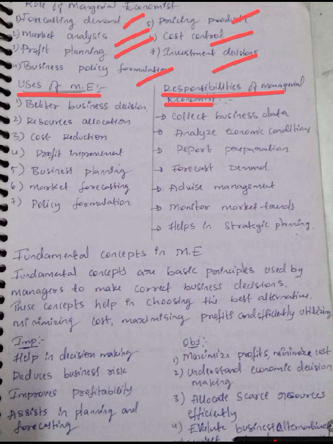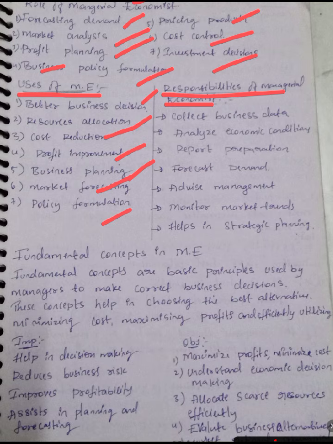Better business decisions and resource allocation, with proper utilization of resources, should be there, right? In an organization, who can allocate these resources? That is the managerial economist. Cost reduction, profit improvement, business planning, market forecasting, and also policy formulation. We have already discussed business policy formulation. We can do well in all these aspects with the help of managerial economics.